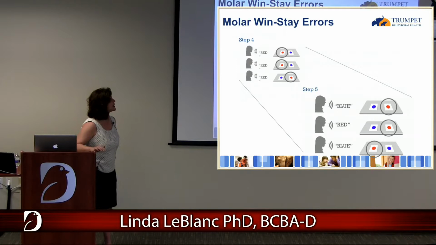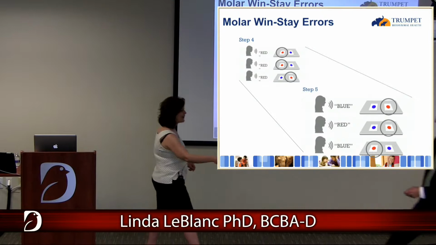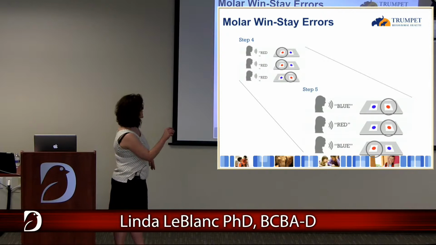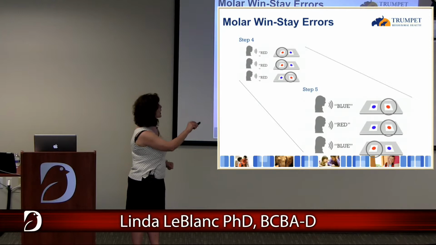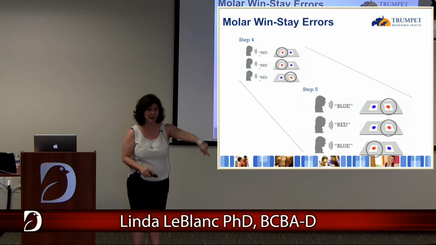Here's an example of what she called the molar win stay error. So with this one, it's win stay. In step 4, you say red, but it doesn't matter. You could say do something. But I touch red and I get a reinforcer. So I do that again, red, red, and it's working like a charm and I look like a rock star.